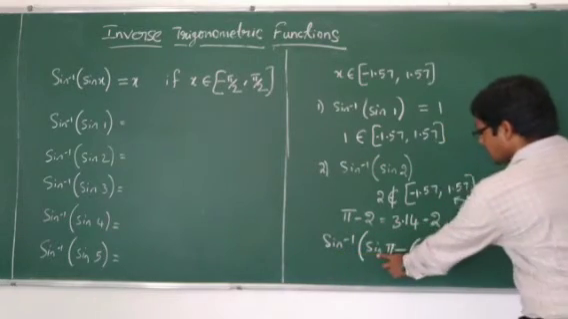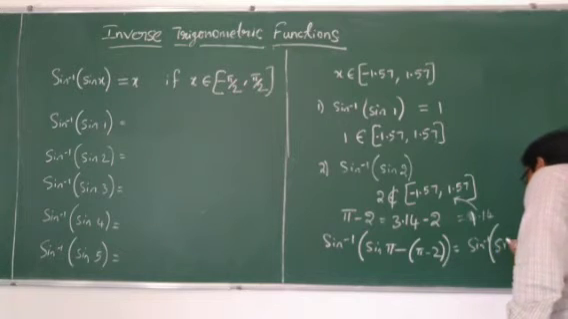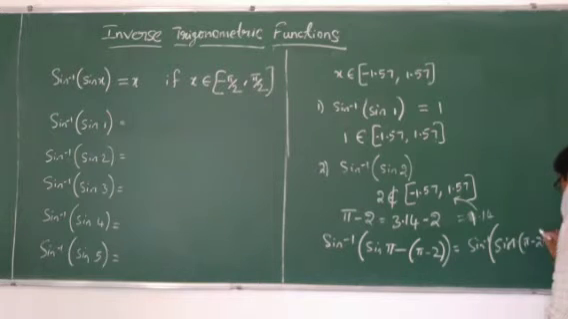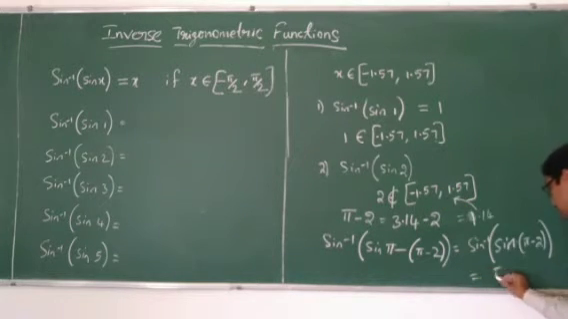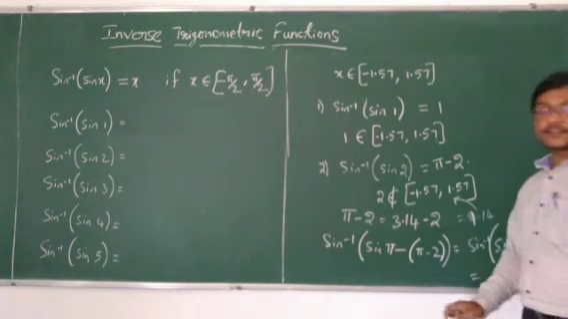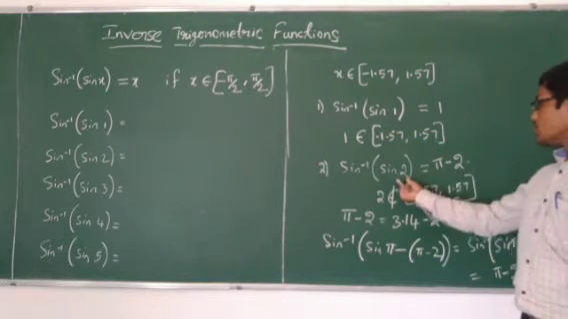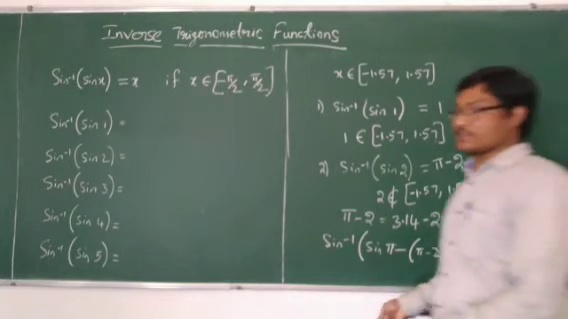Now what is sin of pi minus theta? Sin of pi minus theta is sin theta. So sin of pi minus theta, so you get pi minus 2. Now because this pi minus 2, which is 1.14, belongs to this interval, this will be equal to pi minus 2. So sin inverse of sin 2 is equal to pi minus 2. Why are we adding and subtracting pi? Because 2 is not in the interval minus 1.57 to 1.57.